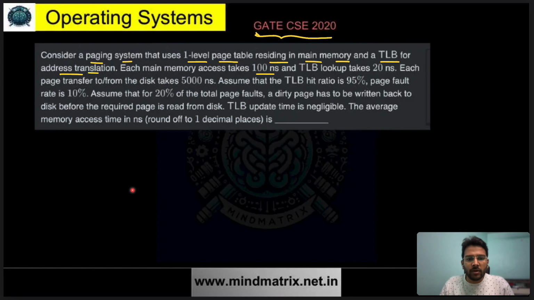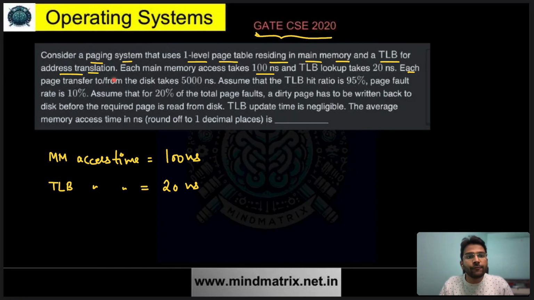Let me write here that main memory access time takes 100 nanoseconds, and TLB access time or lookup takes 20 nanoseconds. That is given in the question, right? Now, each page transfer to or from the disk takes 5,000 nanoseconds. So if you want to load the page from the secondary memory to the main memory, in that case, it will take 5,000 nanoseconds.